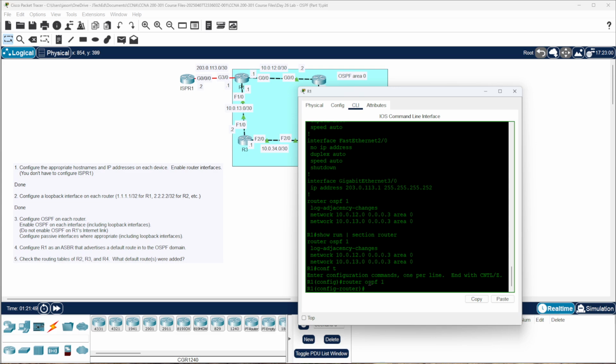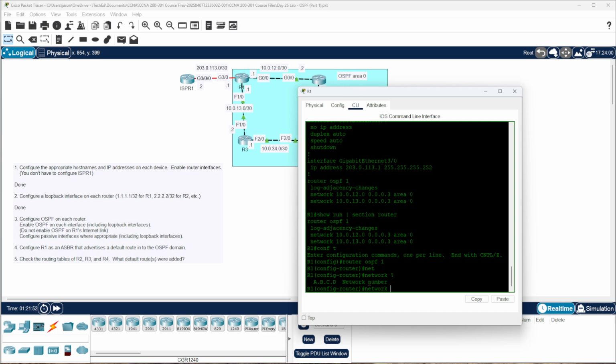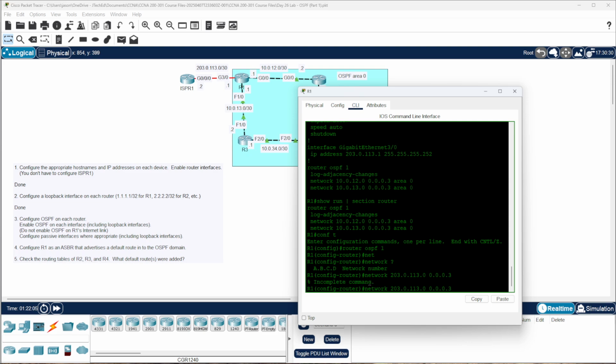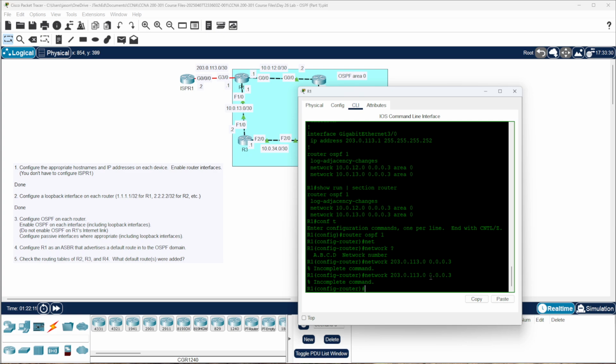OSPF1, network 203.0.113.0. This is all assuming I got my subnetting right, which I probably did. It's not that hard, really. You just get rusty at it. What is going on?